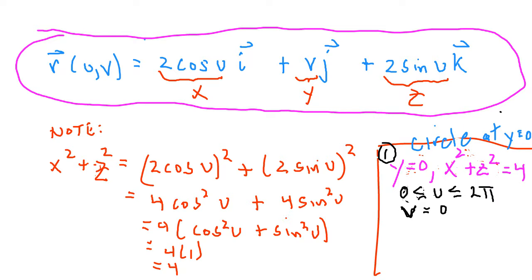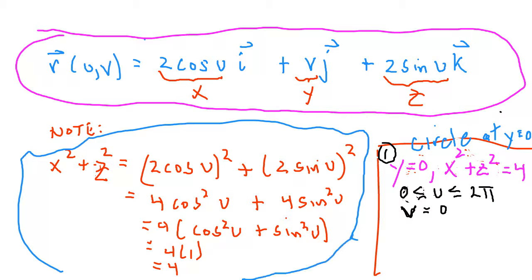So we know that for this surface, the surface consists of points with coordinates x, y, and z, but for every one of those points, x squared plus z squared equals 4. So x squared plus z squared equals 4 and y equals 0. We recognize that that's a circle at y equals 0. So essentially, that's a circle in the xz plane.